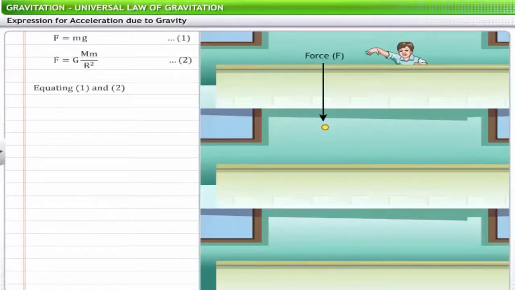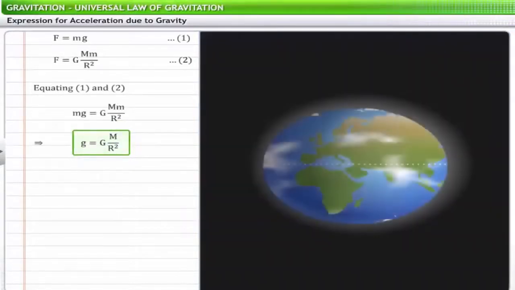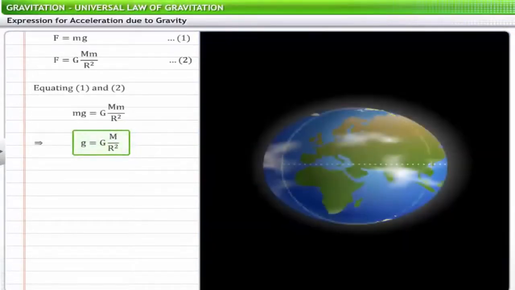By equating 1 and 2, we can calculate the acceleration due to gravity as g is equal to G multiplied by M divided by r square. Since the earth is not a perfect sphere, its radius is maximum at the equator and minimum at the poles. Hence, the acceleration due to gravity is greater at the poles than at the equator. However, this difference is negligible for bodies on Earth.